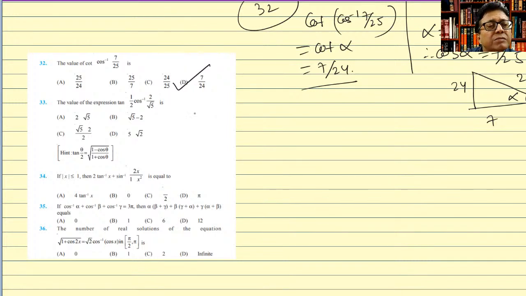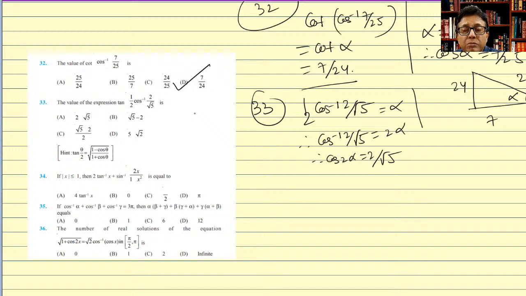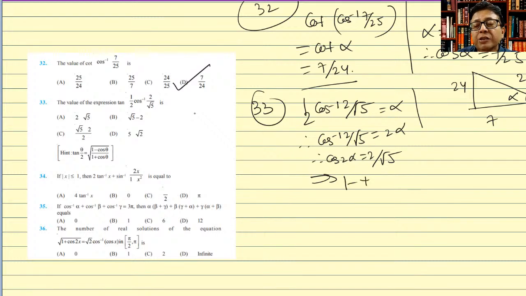Yes. How to deal with this kind of sum? Half cos inverse 2 by root 5. This is equal to alpha, again you assume. So cos 2 alpha is 2 by root 5. Now tan of... from here you have to find tan alpha. This you know.